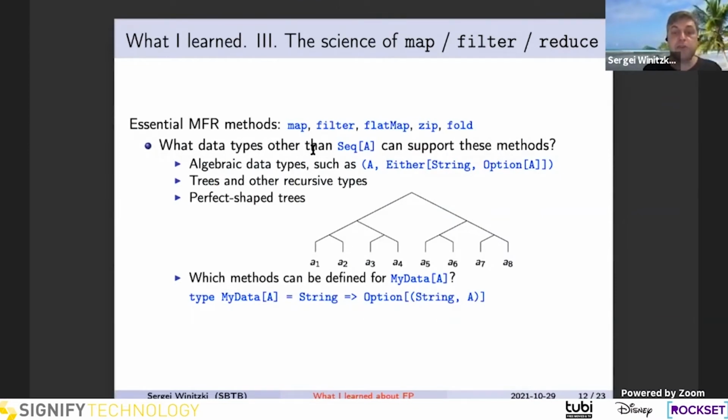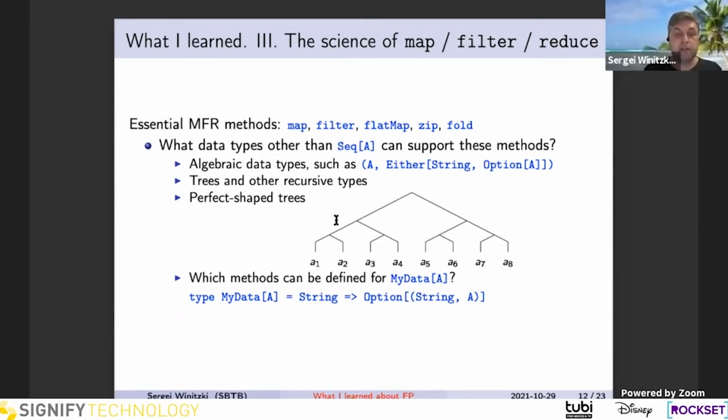The natural question is, what are the data types that support these methods? These are, for example, the algebraic data types that you're talking about, trees, or, for example, a perfect shaped tree that always has to be perfectly balanced like this. Which methods can I define for this data type?